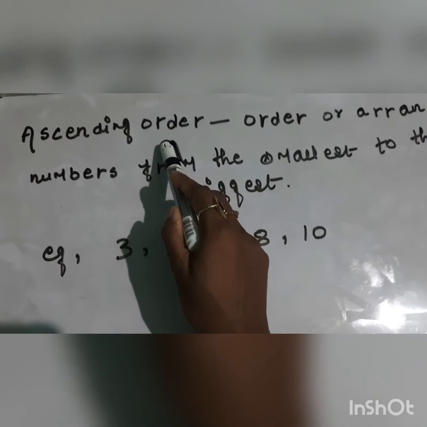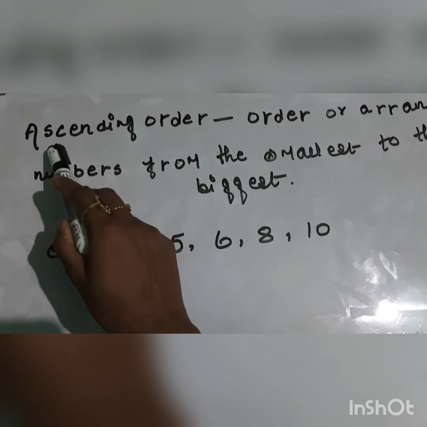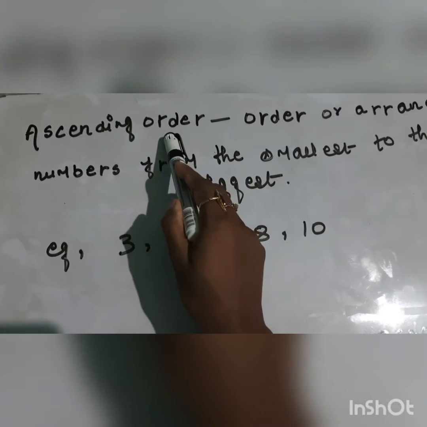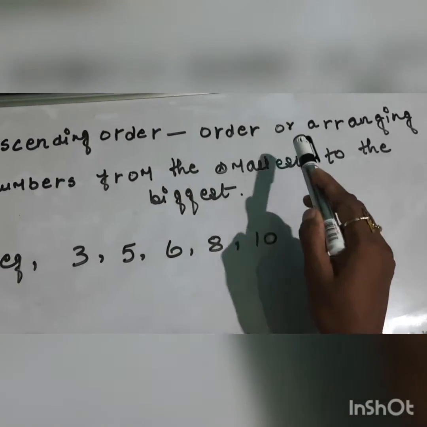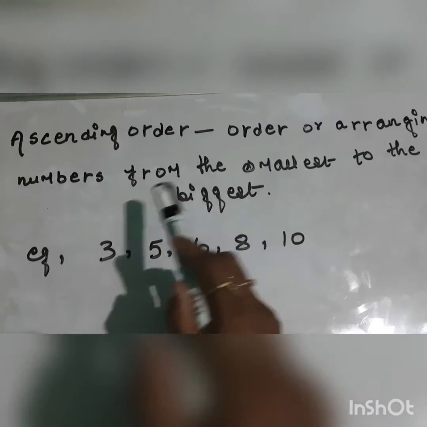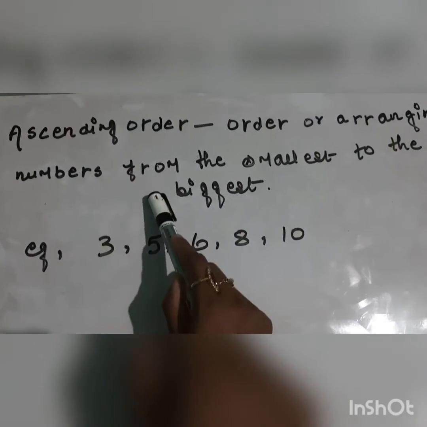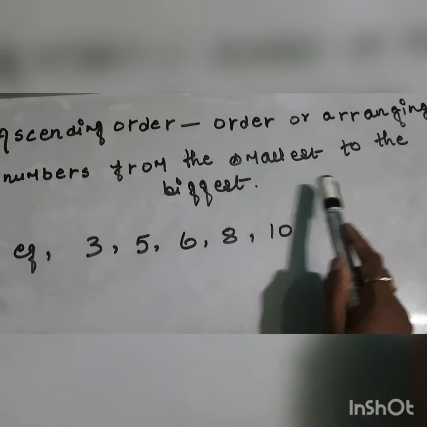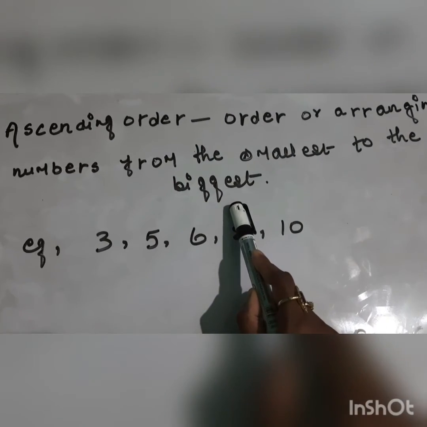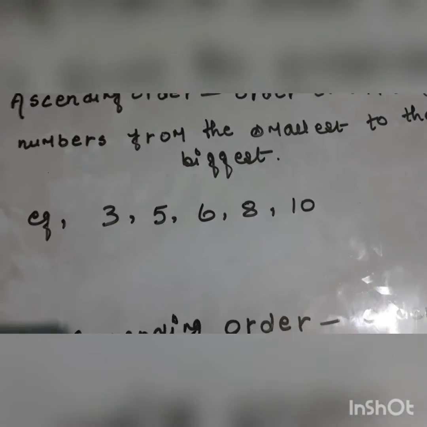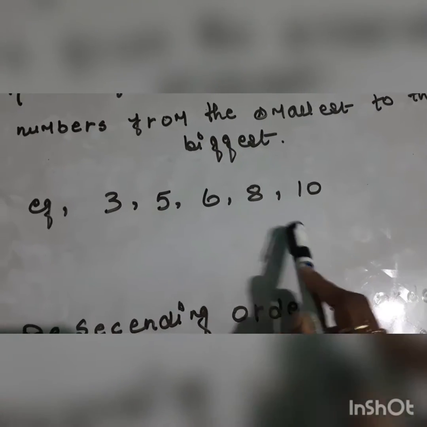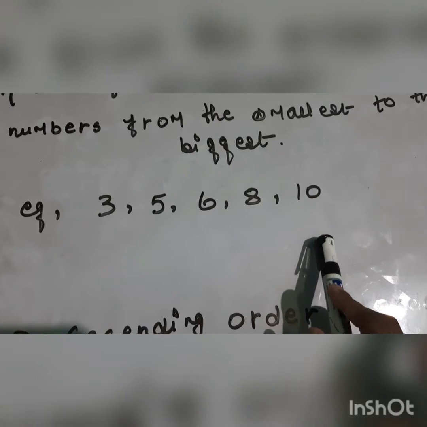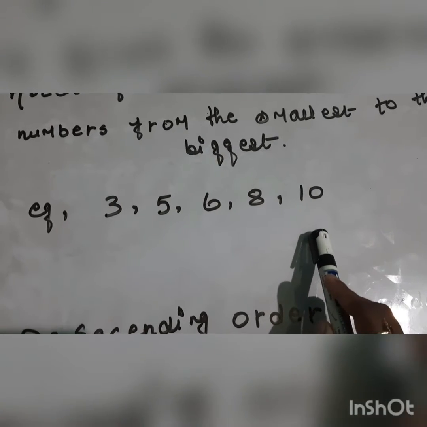Ascending order. Ascending order means to order or arrange numbers from the smallest to the biggest. If you are given a group of numbers, for example 3, 5, 6, 8, 10, these are arranged from the smallest to the biggest number.